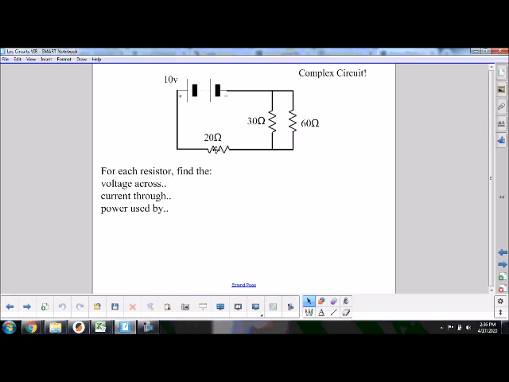By the way, it doesn't matter that the resistor is here. This 20 ohm could have been up here instead, or over here. Anywhere along this singular pathway, you get the exact same results, because it's in series in that pathway. So that's why this is a complex circuit. It's got a parallel section over here.